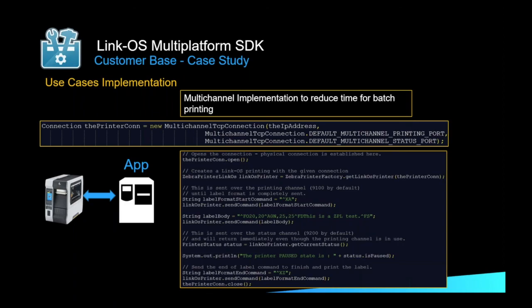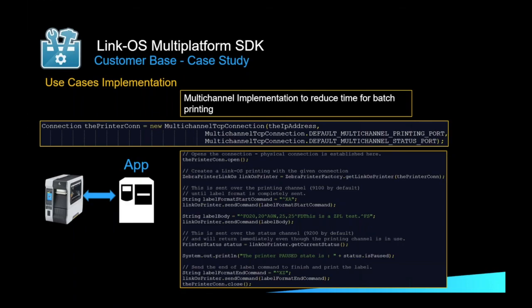So the ones that you need to look into in our libraries: you go to connect to printer, and then communication printer, and you will find one for multi-channel TCP connection, and the other one will be a multi-channel for Bluetooth connection. And those are the libraries that you need to use to implement this use case.